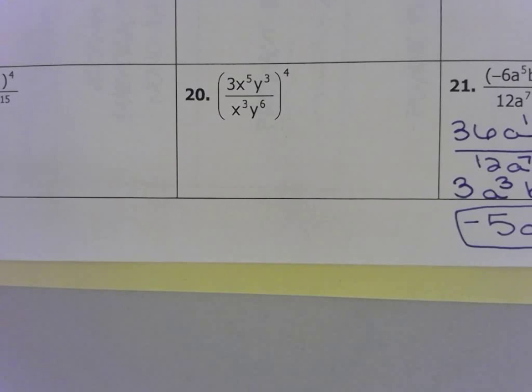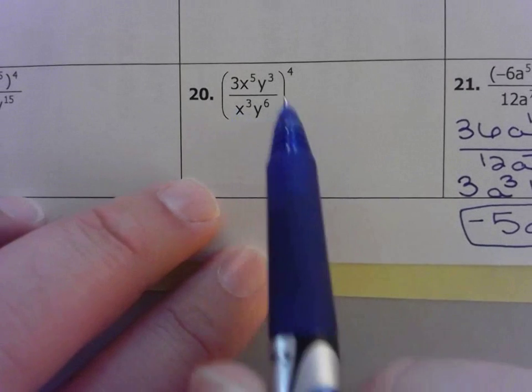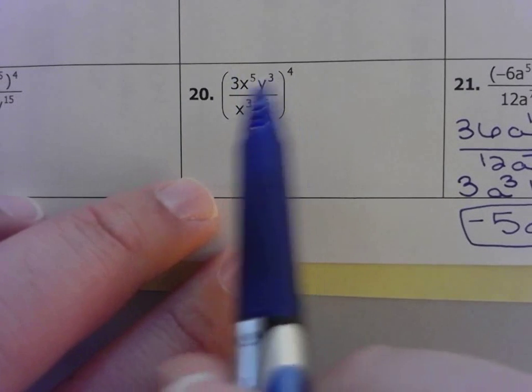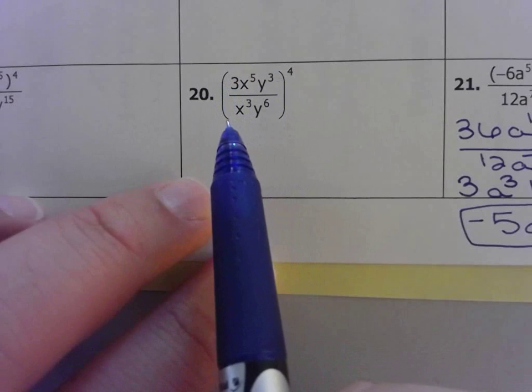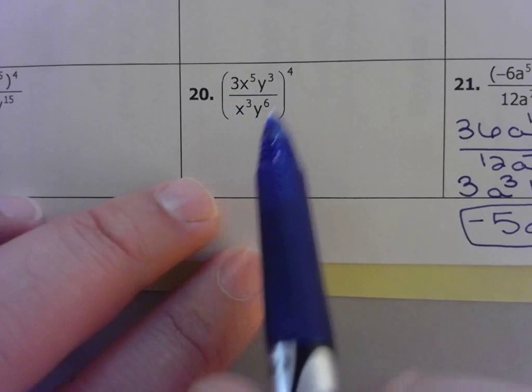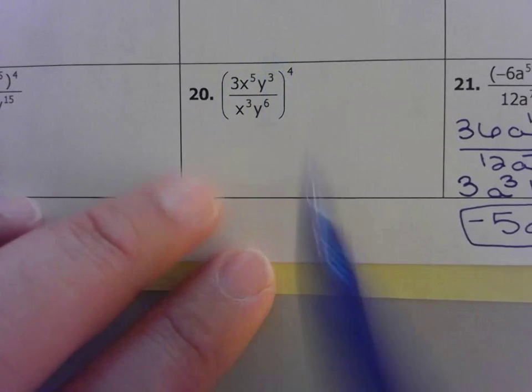Alright. So you could separate it. You could take the top to the 4th and the bottom to the 4th, which is fine. Or what else could I do? Divide first and then take it to the 4th. So let's go ahead and divide first and then take it to the 4th. If you choose to take the top to the 4th and the bottom to the 4th, you'll get the same answer. Let's divide and then take the whole thing to the 4th.